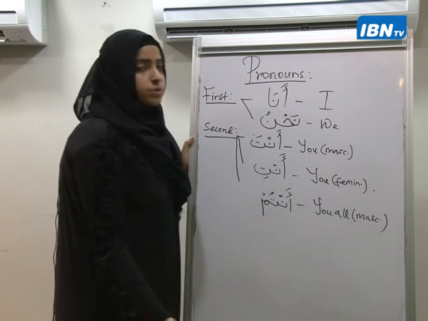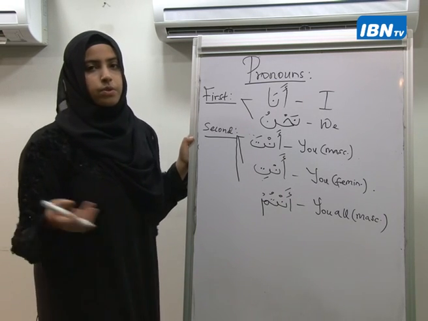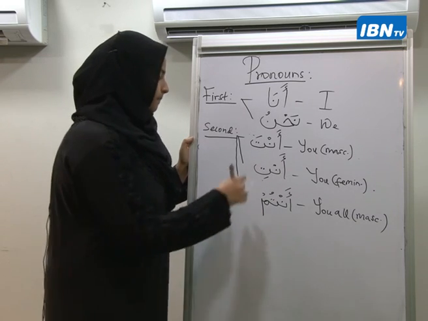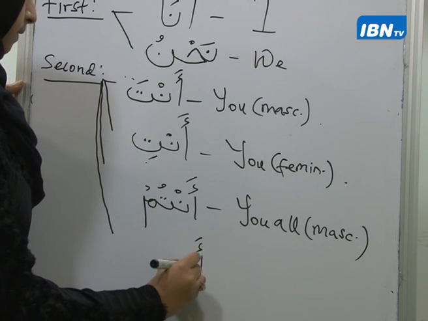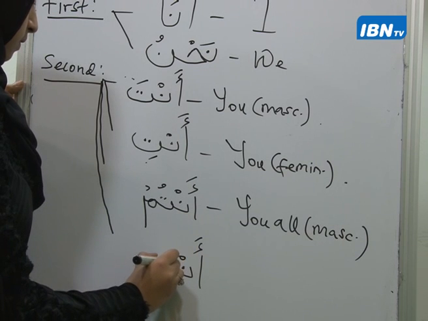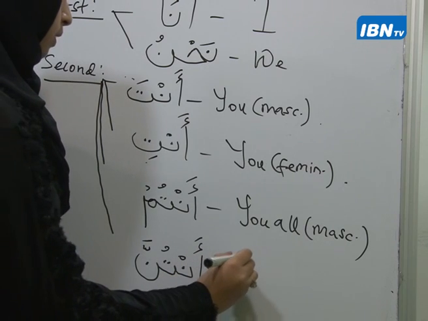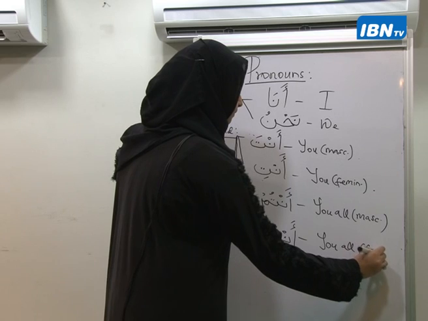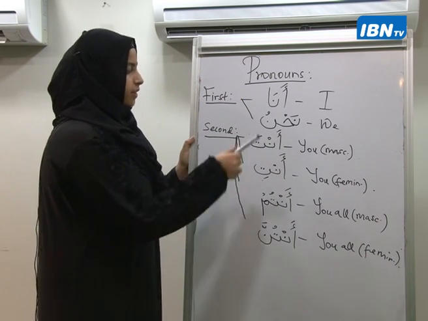And what about if I want to say you all feminine? Let's say you all mothers, you all ummahat. I'm going to say antunna. Antunna means you all, feminine. Right. So these are the first person and second person.